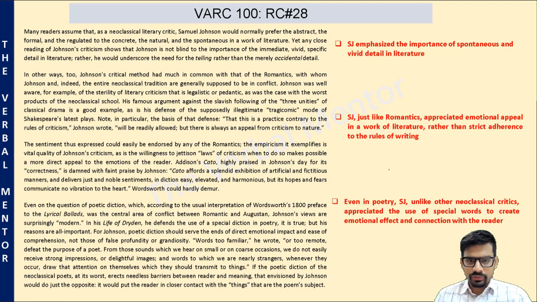And in the last paragraph, the author tells you that even in poetry, Samuel Johnson was unlike other neoclassical critics, and he appreciated the use of special vocabulary, special words to create an emotional effect and to connect with the readers. So basically, this passage tells us that Samuel Johnson was not like other neoclassical critics. He was more like the romantics who appreciated emotions, or emotionality and sentimentality, in a work of literature. He was not very rigid about adherence to rules.